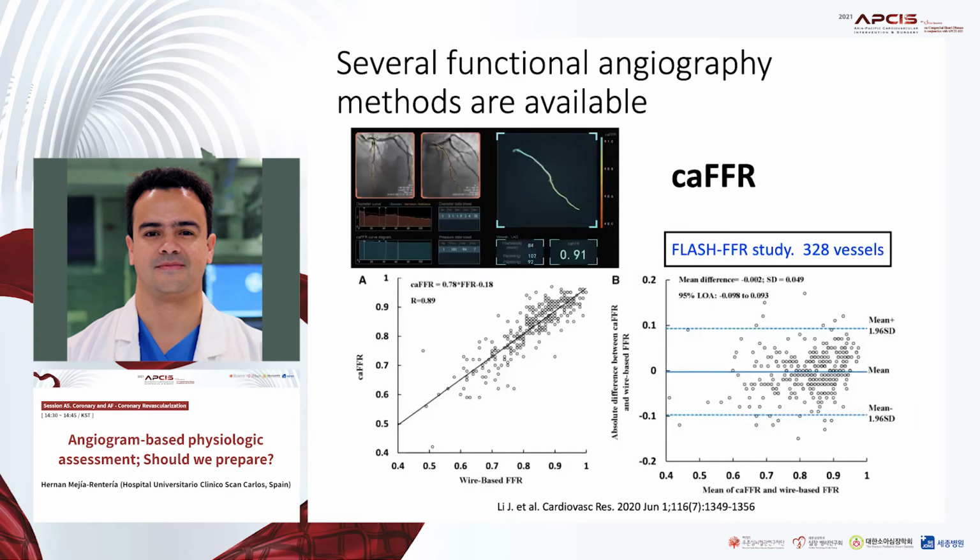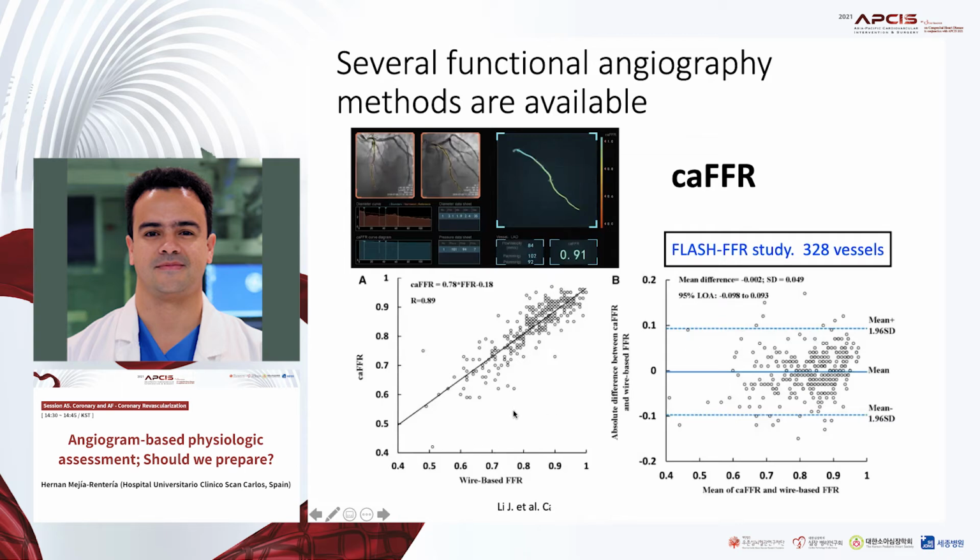The most recently developed angiogram-based technique is named CA-FFR, and is similar to QFR because it also makes a single vessel analysis using 2 angiogram views. But at a difference with QFR, which applies advanced mathematical algorithms, CA-FFR uses computational fluid dynamics to simulate the coronary flow. And this angiogram-based method has also demonstrated an excellent correlation and a good agreement with the wire-based FFR.